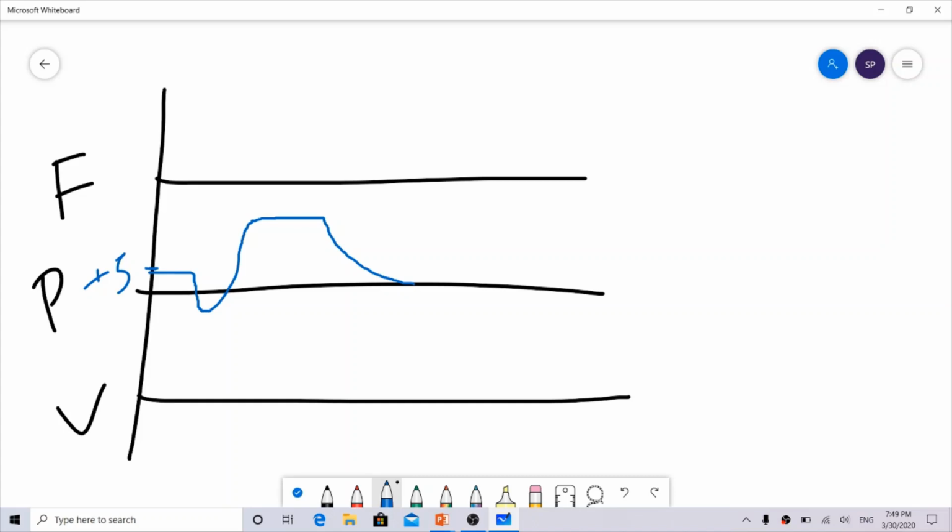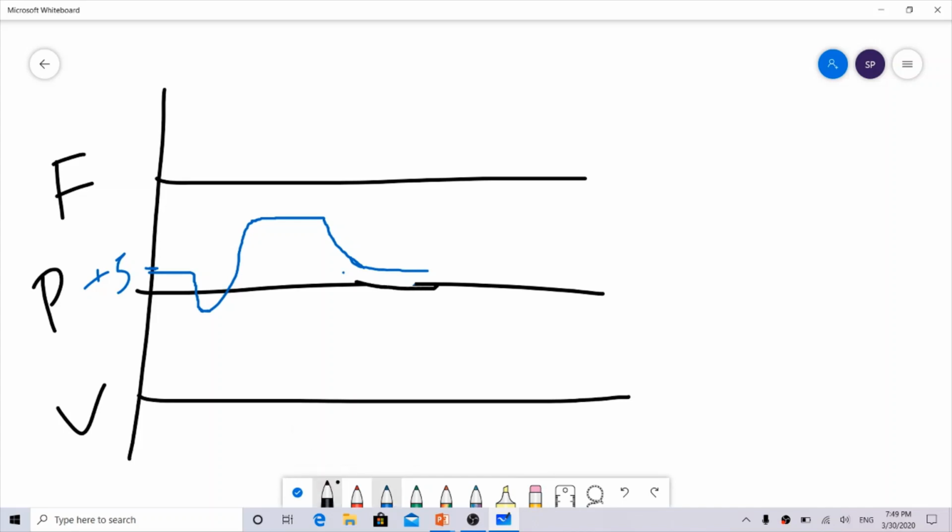So this is what happens. Now let's get to the flow. At the baseline, oh sorry, this will not actually touch the 0, because the pressure is at plus 5. So this will not touch 0, rather it will just keep like this. Okay, I just corrected it here.